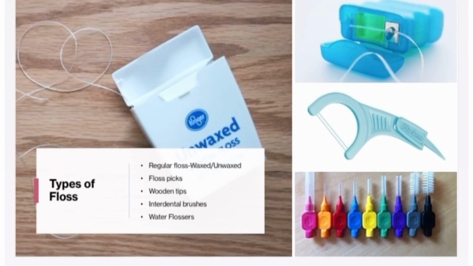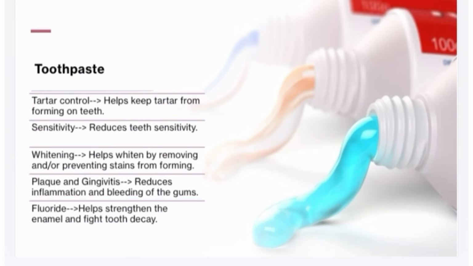Types of floss: regular floss, floss picks, wooden tips, interdental brushes, and the water flosser. Regular floss comes in waxed or unwaxed, and the interdental brushes are good for cleaning wide spaces.